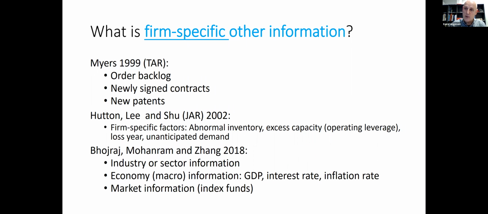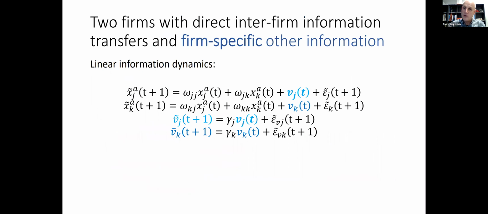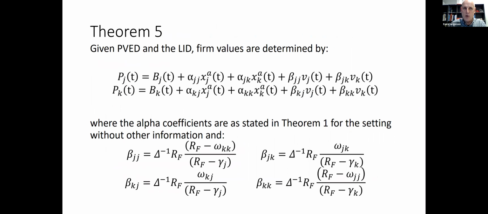Again, that has been suggested by prior empirical literature, things like order backlog, new patents, newly signed contracts. So we introduce two different pieces of other information, one in light blue for firm J and one in a darker shade of blue for firm K. We resolve the valuation formula.